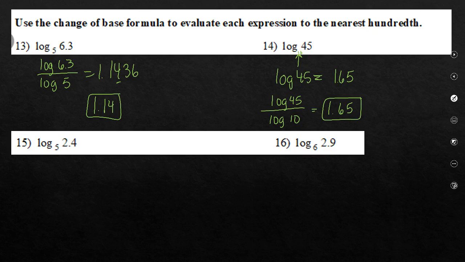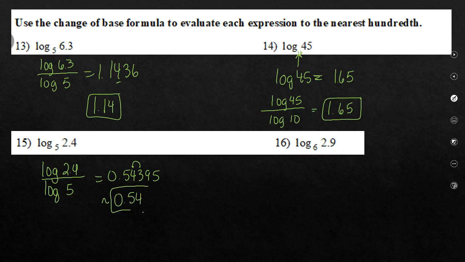Two more of these, and I think we're close to being done. I might toss a few extra things in here just in case. Log base 5 of 2.4 would be log of the argument, 2.4, divided by log of the base, log of 5, which simplifies to give us 0.54395. So if I'm only rounding to the hundredths place, I'm looking at the 3 and rounding it as needed. So it's approximately 0.54.